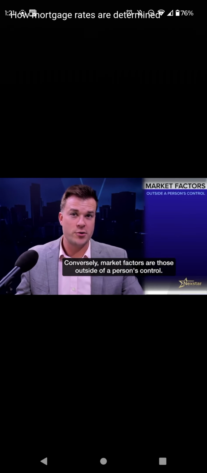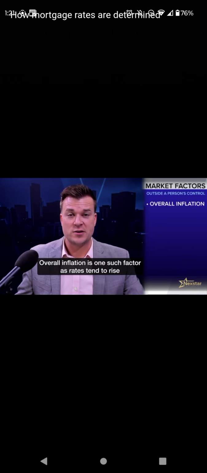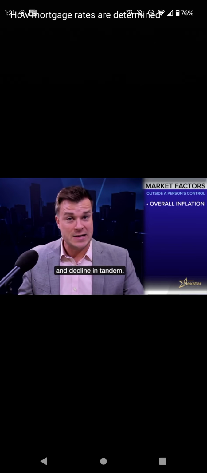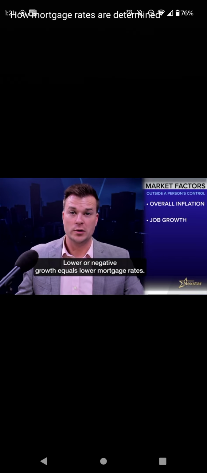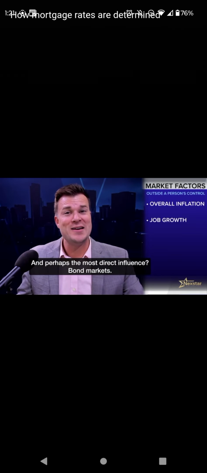Conversely, market factors are those outside of a person's control. Overall inflation is one such factor, as rates tend to rise and decline in tandem. Job growth is another one. Lower or negative growth equals lower mortgage rates. And perhaps the most direct influence: bond markets.